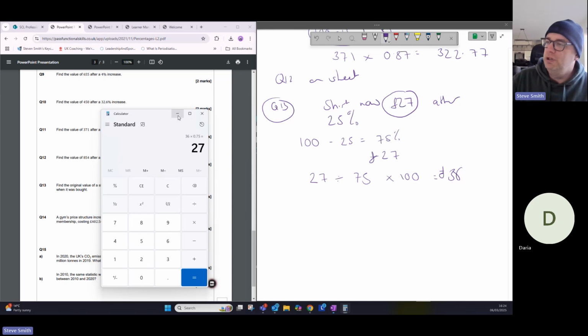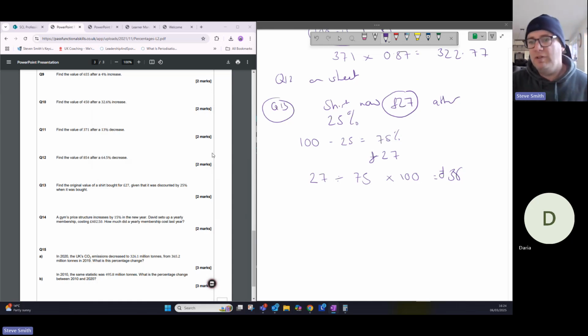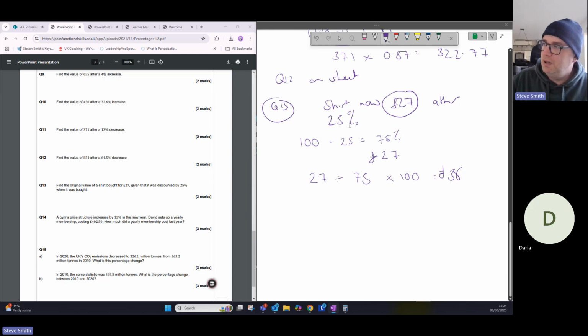or you could times it by 0.25 to work out what a quarter is and then take that off it. Or if you could do it in your head, thinking, oh, 25%, that's worth 3/4 of my original amount, so I just add another quarter onto that. So I just add another £9 onto that, and I know what I'm doing.